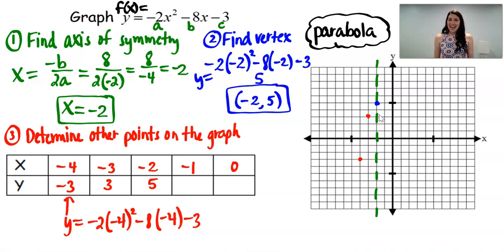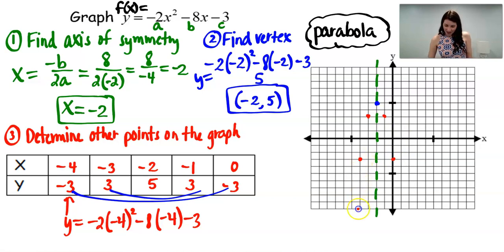Here's where something interesting happens. If I were to plug in negative 1 into my original equation, I get 3. And if I were to plug in 0, I get negative 3. I want you to notice something. Look at this symmetry that we see with a parabola, and that will always happen because a parabola is symmetric on both sides of the axis of symmetry. So if we plot those final points of negative 1, 3 and 0, negative 3, you can see that there are symmetrical points on the other side of that axis of symmetry.